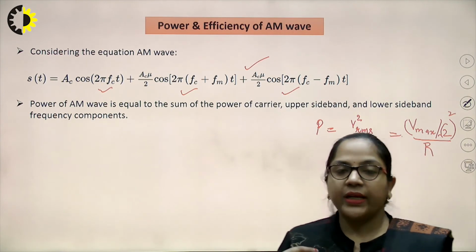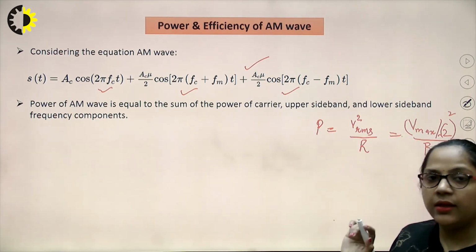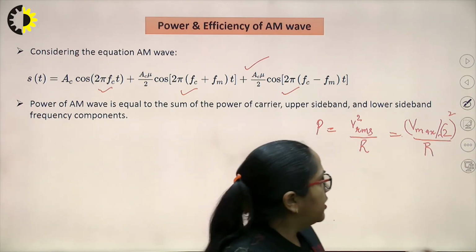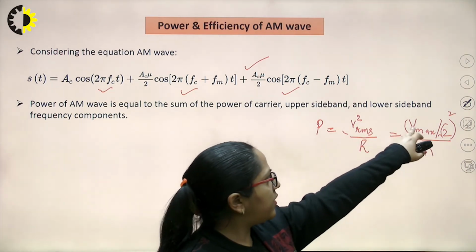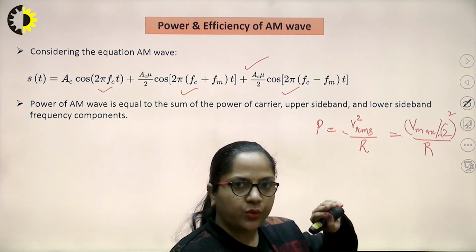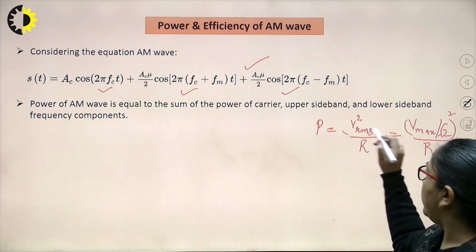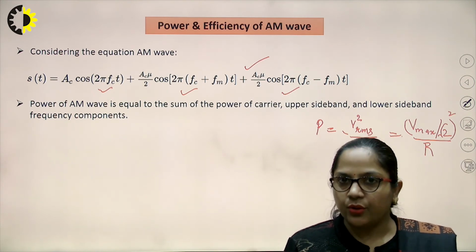So, how can we calculate the power of a cos function? We know the standard formula, that is V square RMS divided by R. The RMS value of the voltage is equal to the maximum value of the voltage divided by root 2, whole square, divided by R. What is the maximum value of the voltage? That is equivalent to the amplitude of the cos function.